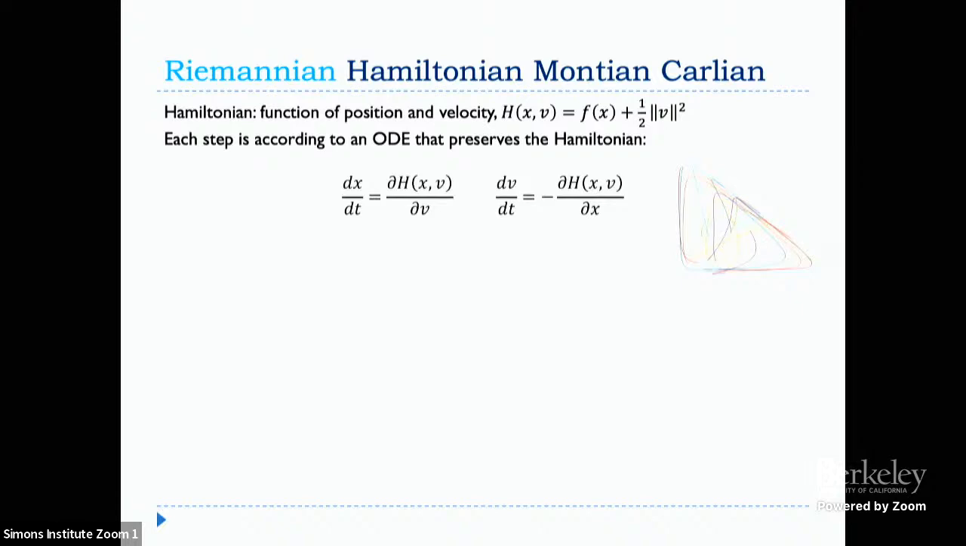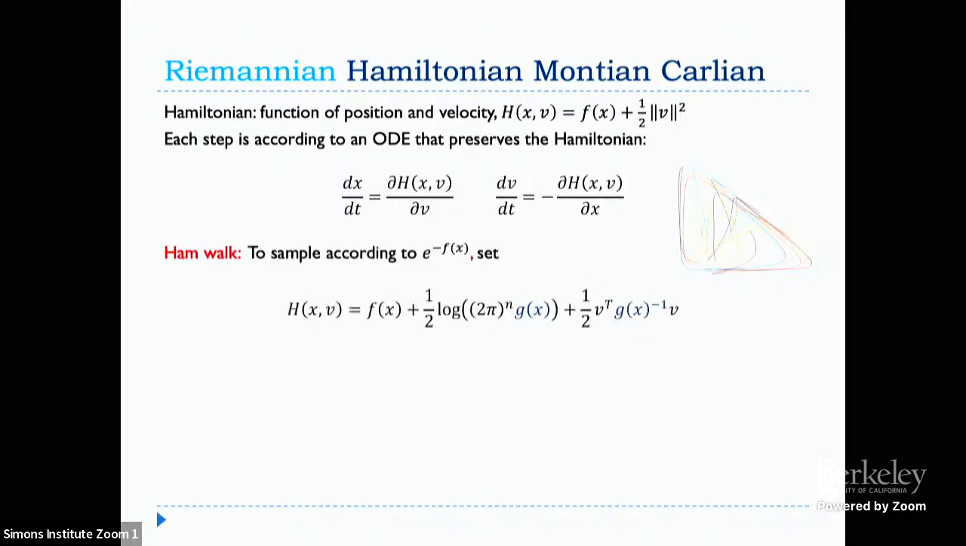Okay. And so what it says is you pick a direction V, and then you're going to move in that direction according to a differential equation, which preserves some function. What function? In physics, the normal function is some potential plus kinetic energy type of thing, f(x) plus half V squared. But you can do this with local geometry. And so you can do this with a general metric.